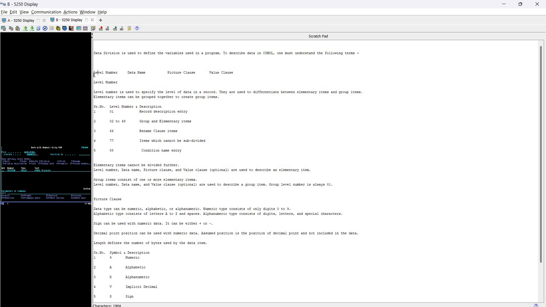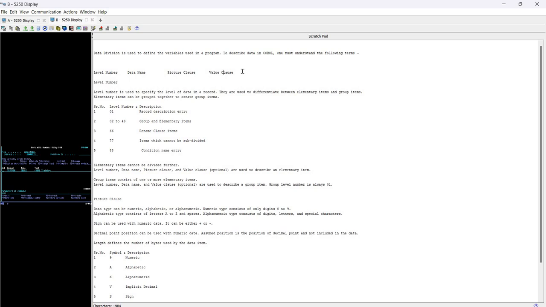Now look at the first term. I would say there are four parts of a variable. The first part is the level number. What is a level number? That we will learn below the line. Then the second part is the data name. The third part is the picture clause. And the fourth part, which is optional, is the value clause.